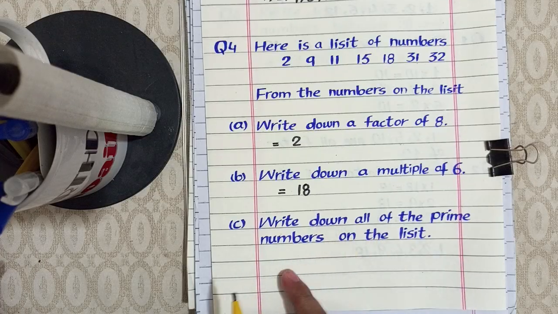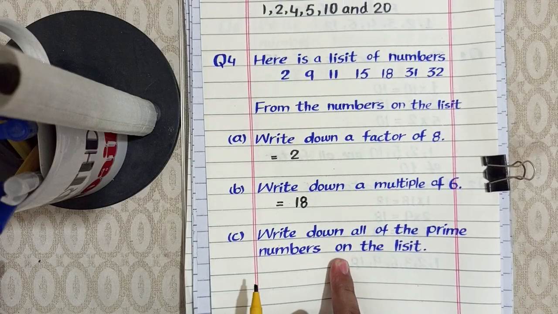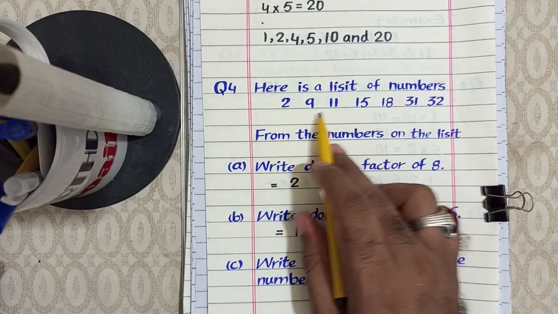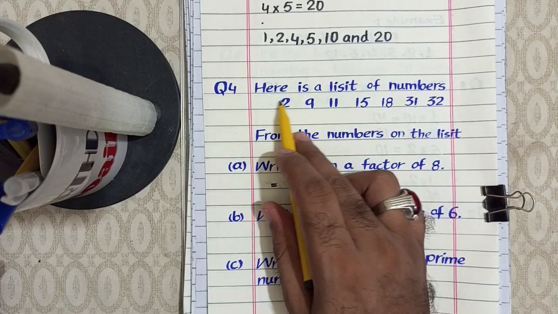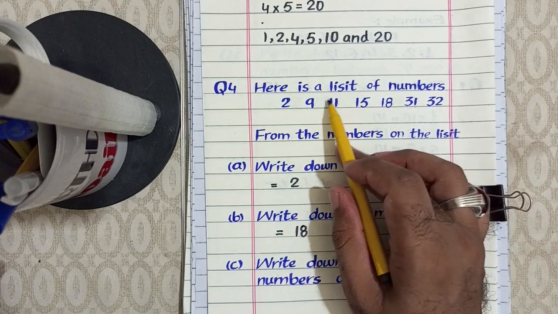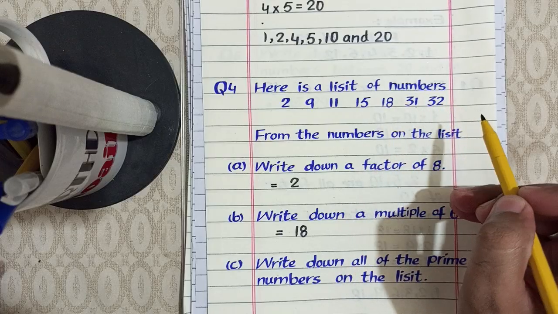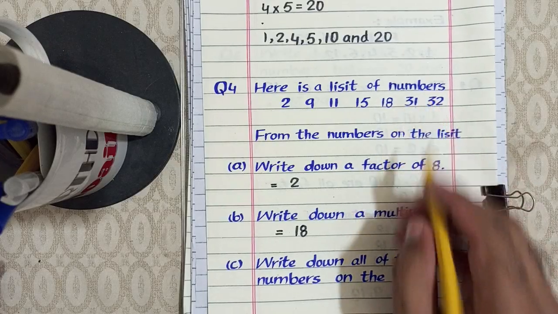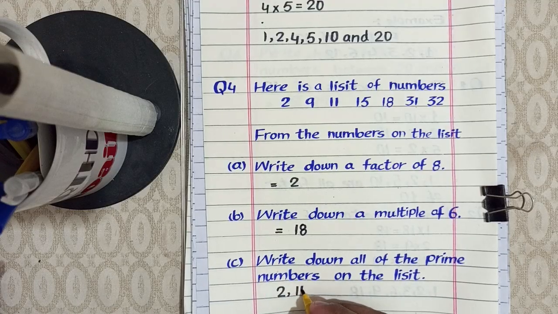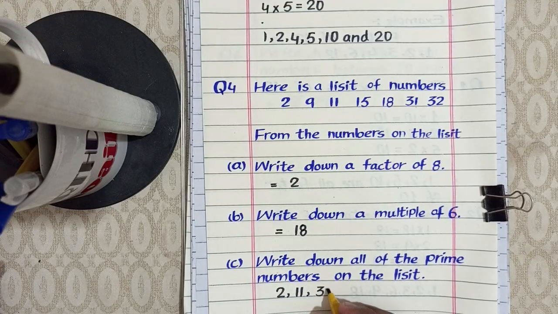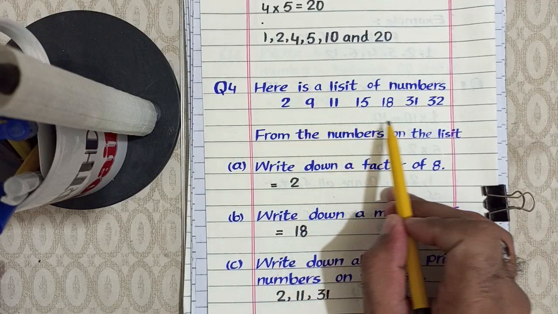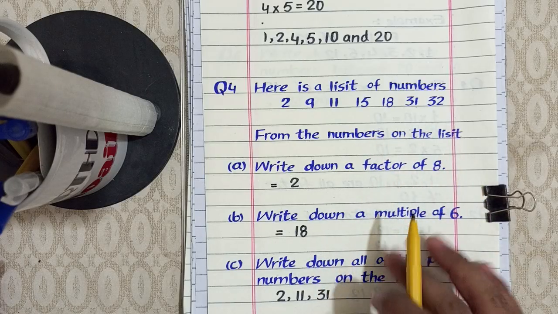Write down the prime numbers on the list. So here is the list of prime numbers. First of all 2 is a prime number, then 11 is a prime number, and the last one is 31. So 2, 11 and 31 are the prime numbers from the given list.